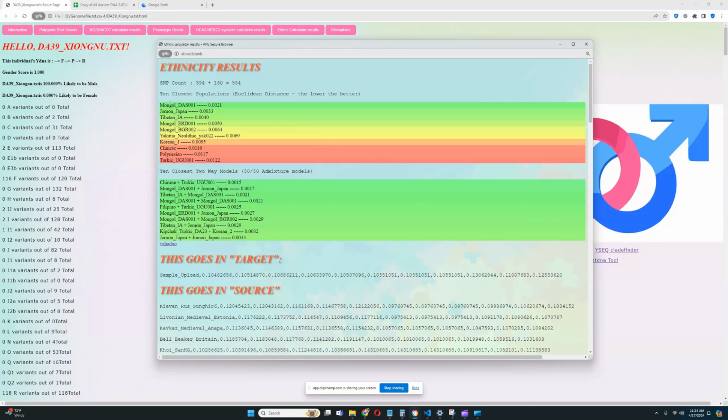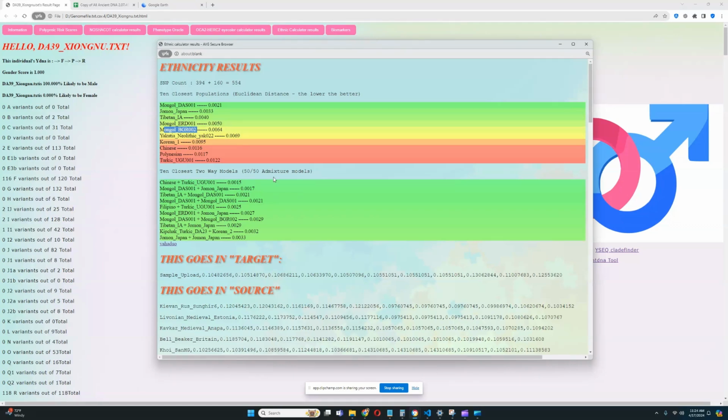So the closest to him is Mongol individual Das001, followed by Jomon from Japan, followed by Iron Age Tibetan, followed by Mongol ERD001, Mongol BGR0. So he's quite similar to Mongols. He's quite similar to modern people who live in this region.